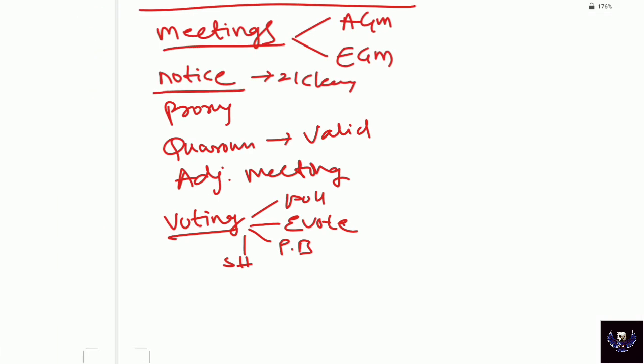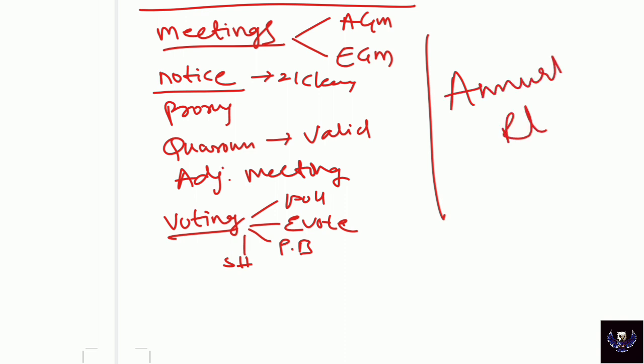The minutes itself is a small topic. It can be ignored. You won't be able to get many questions from the topic of minutes. Then annual return is an important topic. You have to see the time limit for submission of annual return.